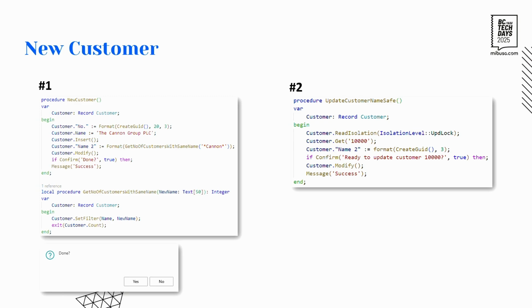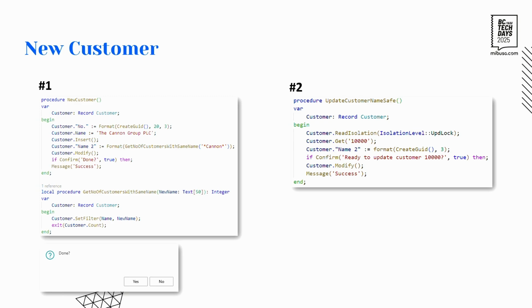Then you might remember that as soon as you insert something, so now we create a new customer with some GUID as a number, so we know it's unique. We insert it, and as you may remember, sometimes when you insert, we immediately get this lock table thing on the customer. And then we call this function where we say get number of customers with the same name, which is Canon, and anyone who knows the demo data would know that Canon is one of the demo data customers.